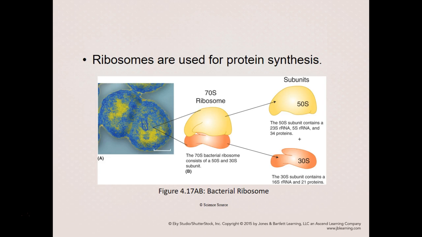Eukaryotic cells have their own ribosomes. Eukaryotes have 80S ribosomes, consisting of 60S subunits and 40S subunits. So always remember that 70S ribosomes are bacterial, 80S ribosomes are eukaryotic, but 70S ribosomes consist of 50S and 30S. Okay.